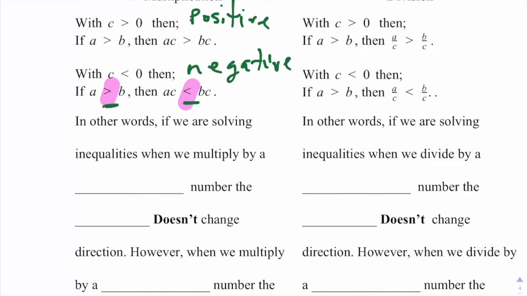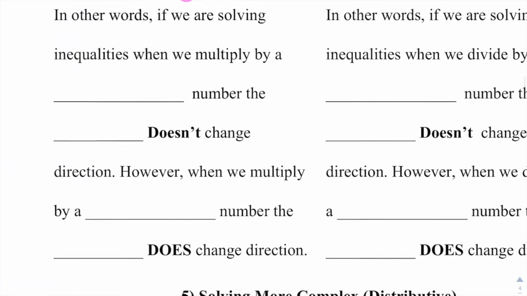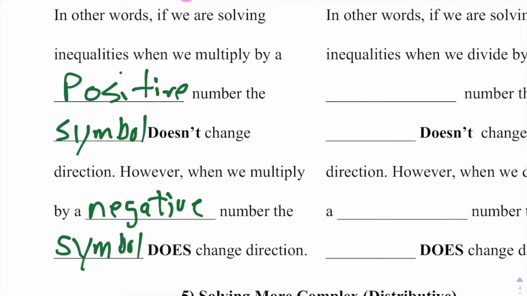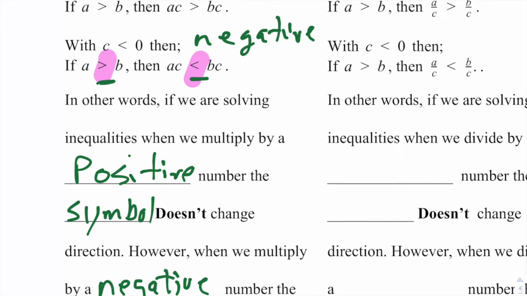So let's come down here and fill in the notes. So in other words, when we're solving inequalities, when we multiply by a positive number, the symbol doesn't change direction. However, when we multiply by a negative number, the symbol does change direction. And we can see that right here with this pink highlighter.